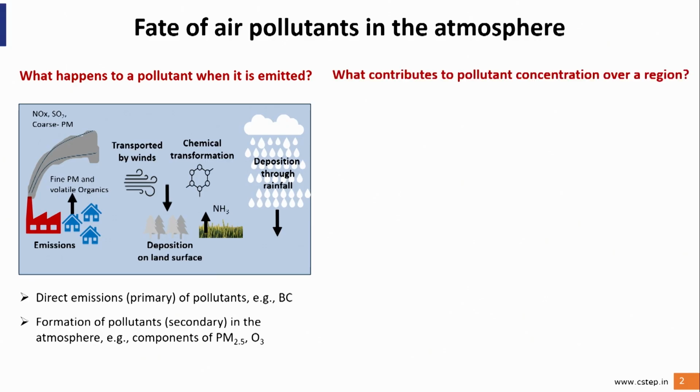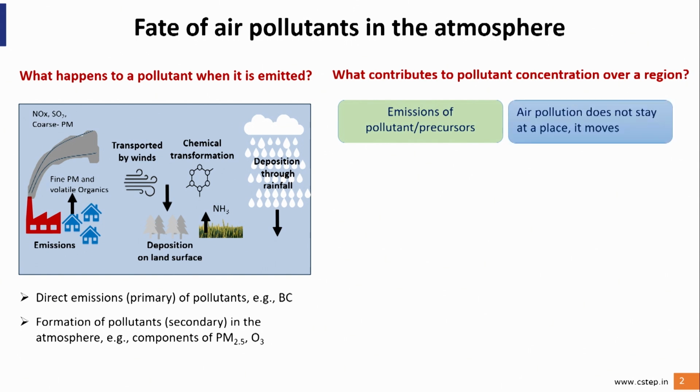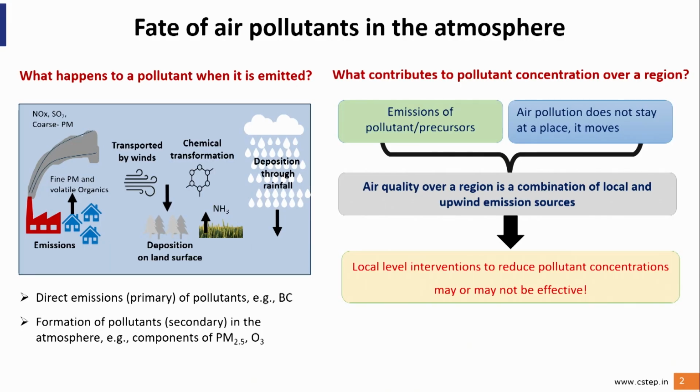So another question which is very important when we talk about air quality management over a region or over a city is what contributes to pollutant concentration over a region of interest. So of course, you have emission of pollutants and precursors from that region. And there's one more important fact, that air pollution doesn't stay at a place, it moves. So if you combine these two facts, air quality over a region is a combination of local and upwind emission sources. So if you want to have local level interventions to reduce pollutant concentration, it may or may not be very effective in improving the air quality of that region.